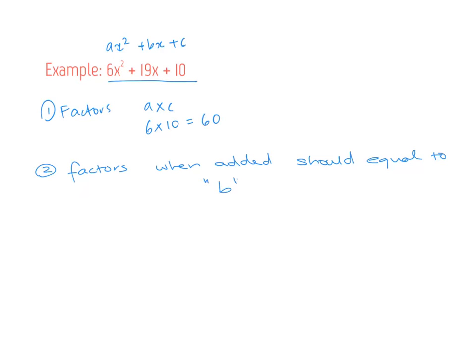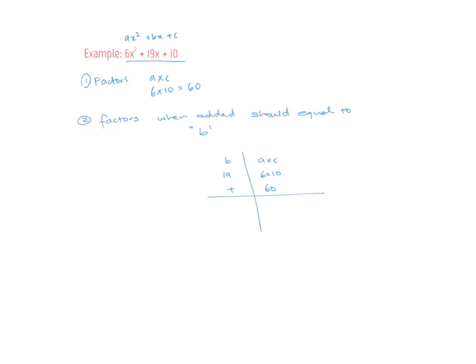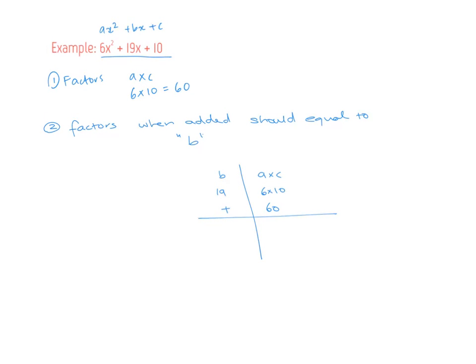We can draw up a table to help us find the factors of 60. Over here I'm going to write a times c, and that is 6 times 10, and that gives me 60. Now to its left I'm going to write b, and my b is 19, and I should obtain this by addition. So let's have a look at the factors of 60 that when added give us 19.